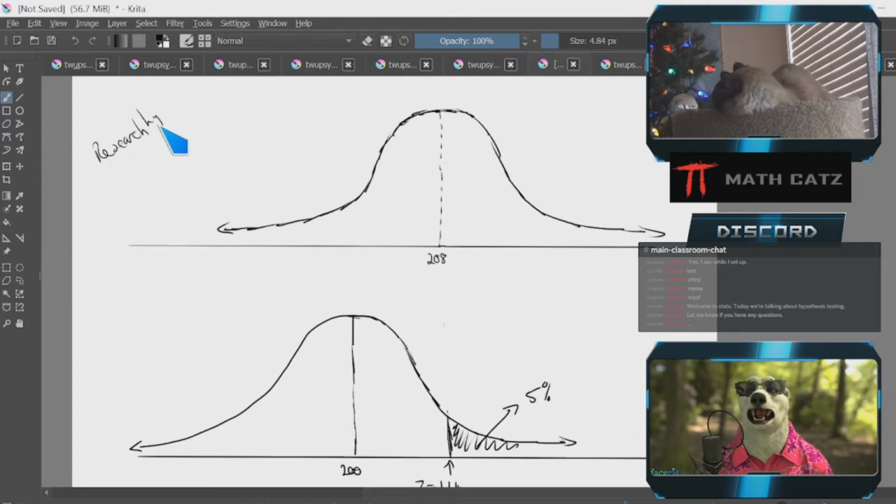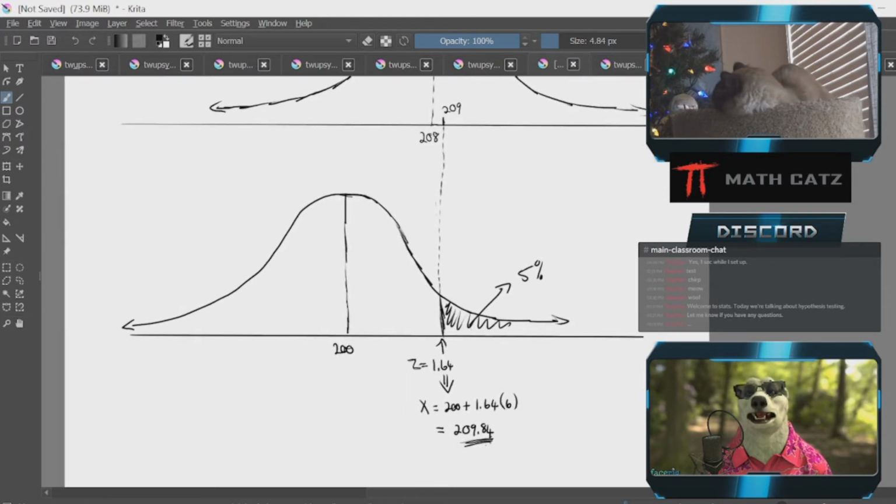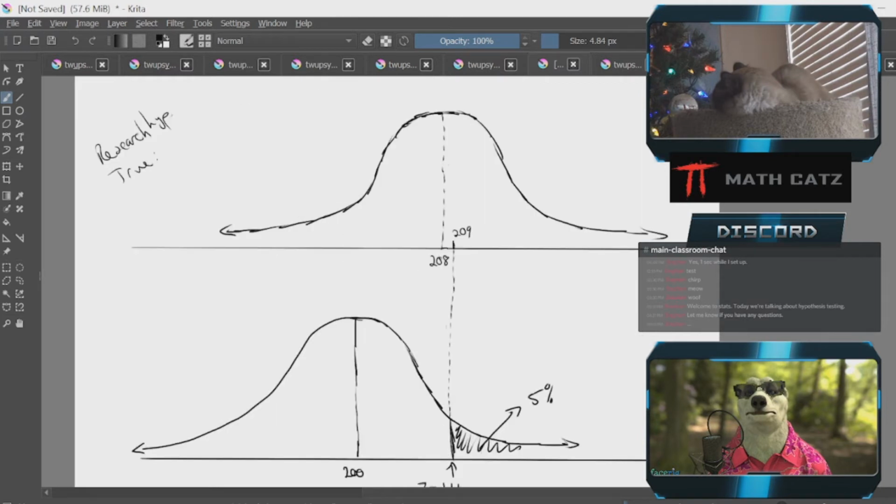So if this is actually the case, research hypothesis true, then we're actually looking at this distribution up at the top. And if I follow this 209.84, scroll down, laptop, come on. There we go, thank you. 0.8. I'm trying to write. Come on, laptop, you can do it. I need you. 84. Just can't do anything too fast. The laptop needs time to think.